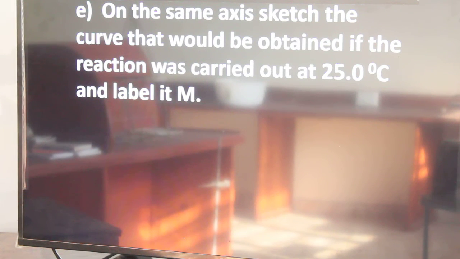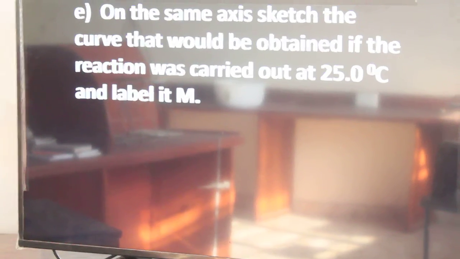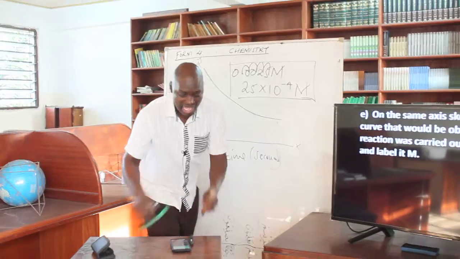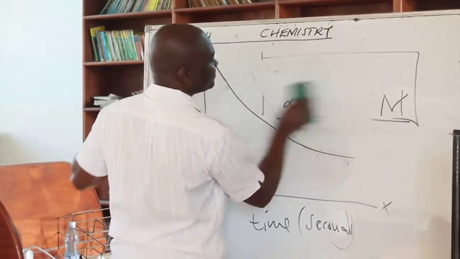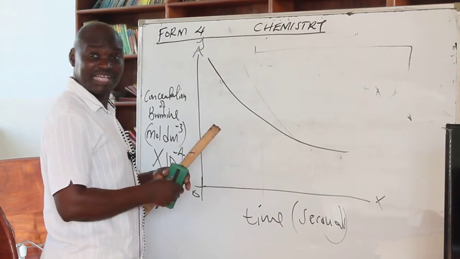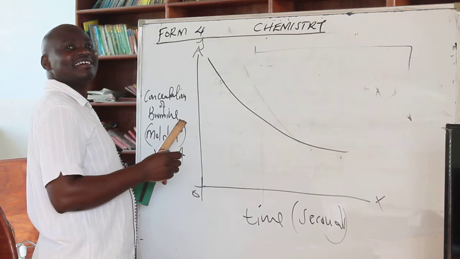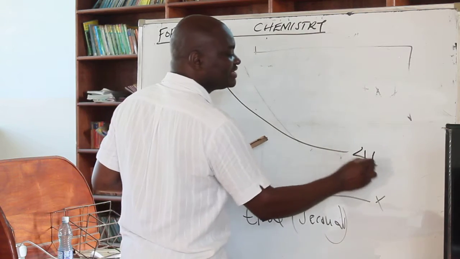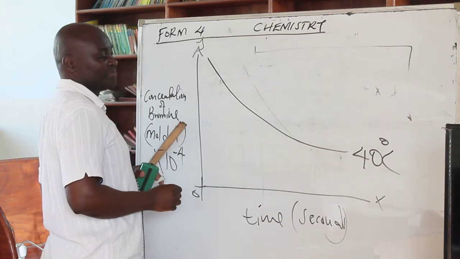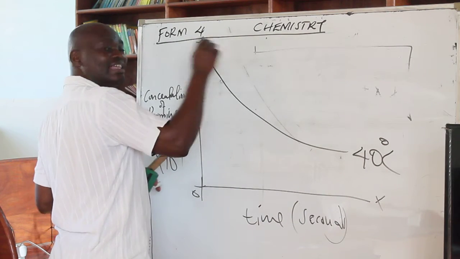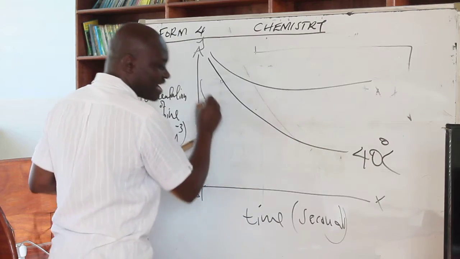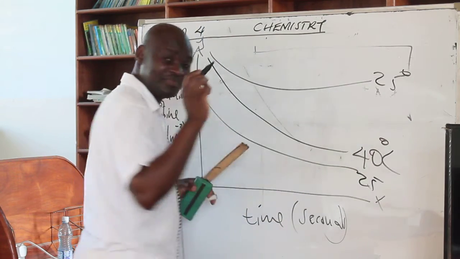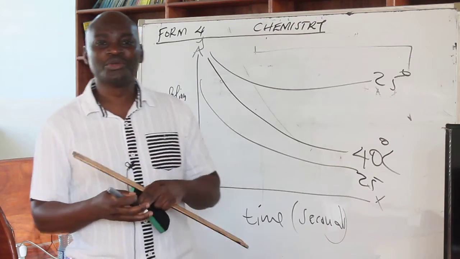Draw the first graph, the one that we have discussed. Then also sketch the second graph at 25. Label this one as 40 degrees Celsius. Then sketch the other one, whether it will come this way or this way, and label it 25 degrees Celsius, whatever. But sketch it. I want to see how you do that graph.